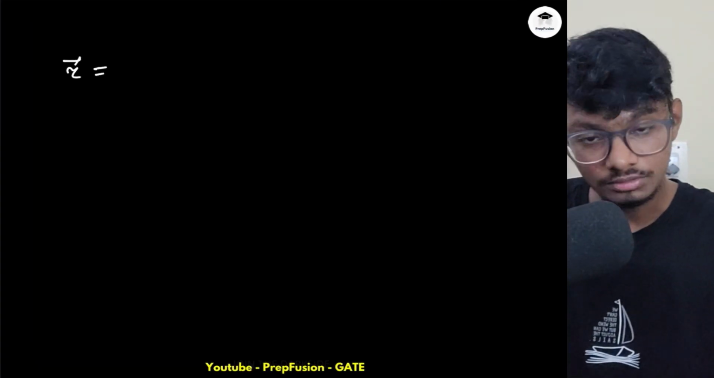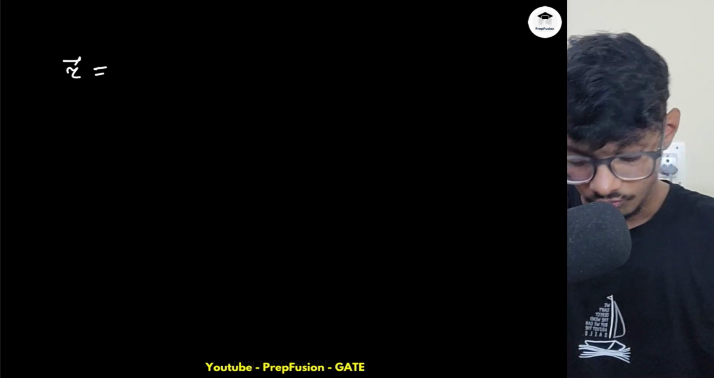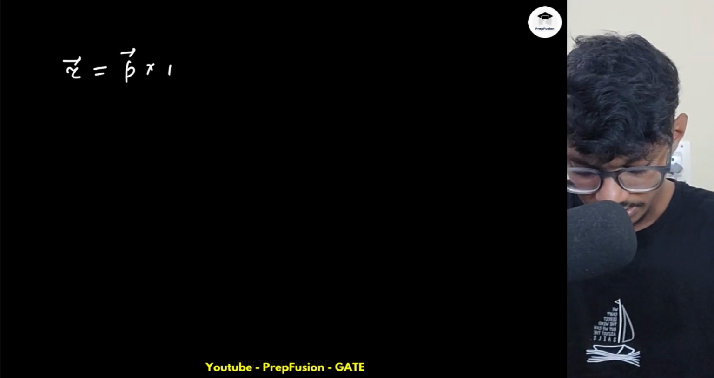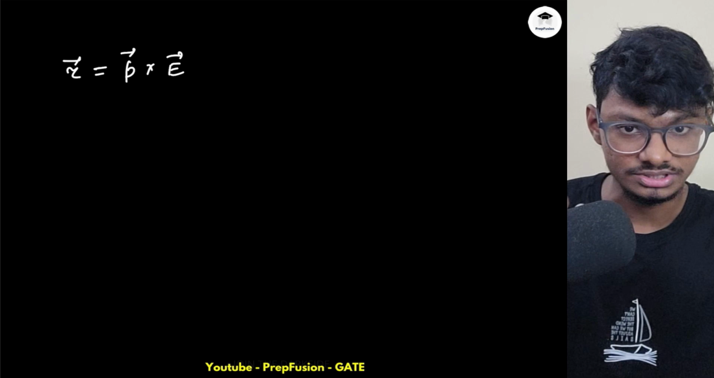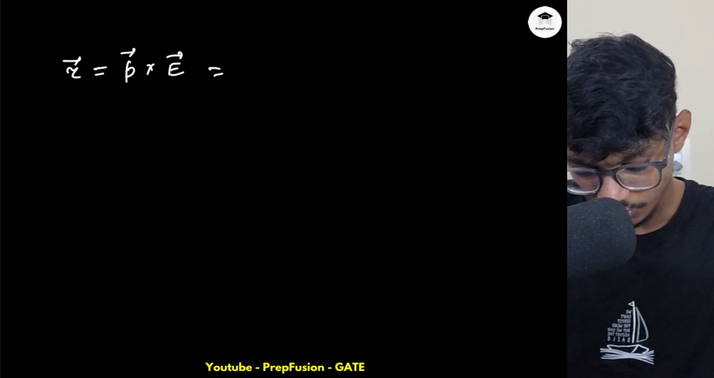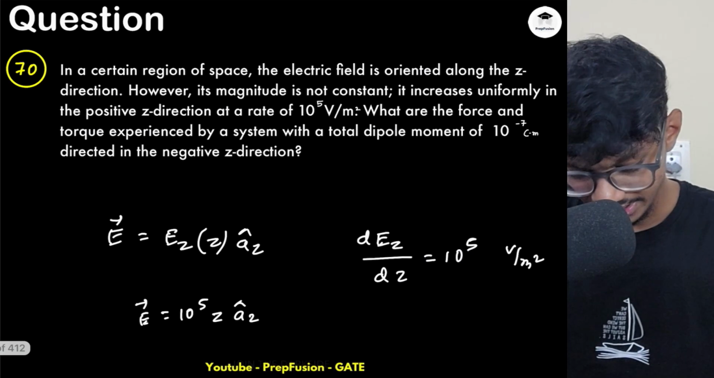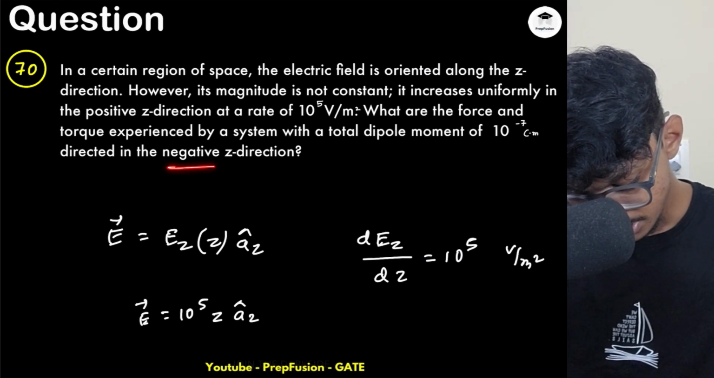Can you tell me what will be the torque? So here, what is the expression for torque? The expression for torque was dipole moment cross E. And what is the angle? So here, dipole moment is also in the z direction, right? They are talking of the dipole moment also in the negative z direction.